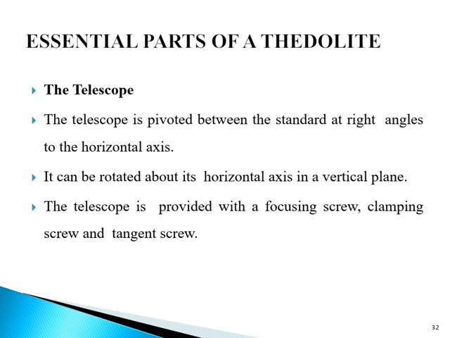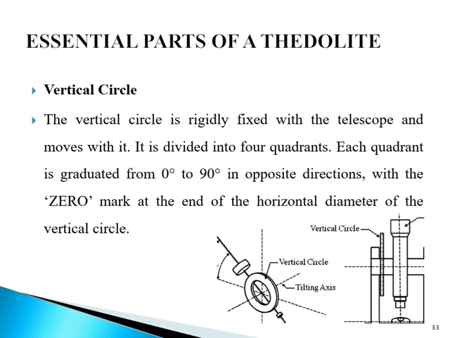Next is the telescope. The telescope is pivoted between the standards at right angles to the horizontal axis. It can be rotated about its horizontal axis in a vertical plane. The telescope is provided with a focusing screw, clamping screw and tangent screw.